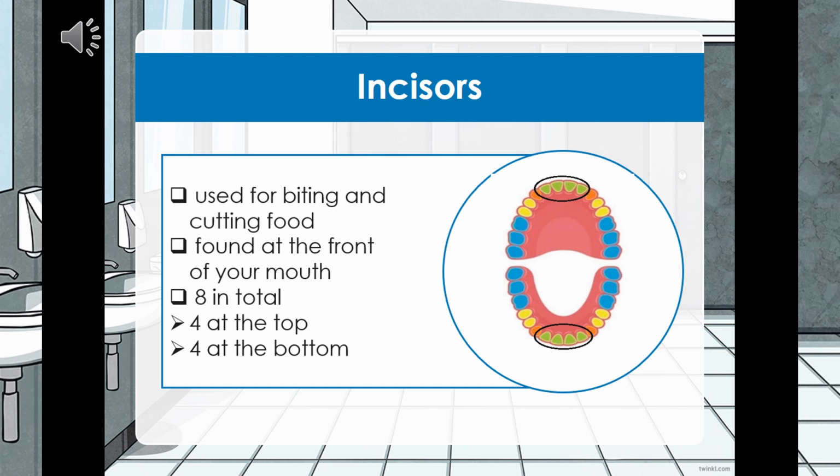Incisors. Incisors are the teeth used for biting and cutting food. They are found at the front of your mouth, as you can see in the picture. They are total 8 in number, which are 4 at the top and 4 at the bottom.